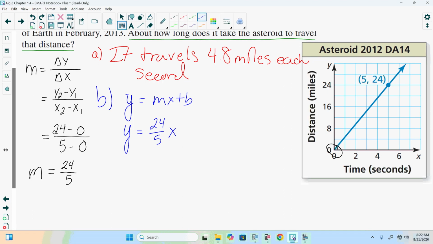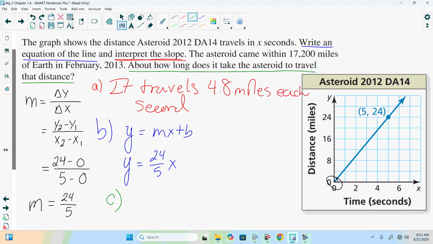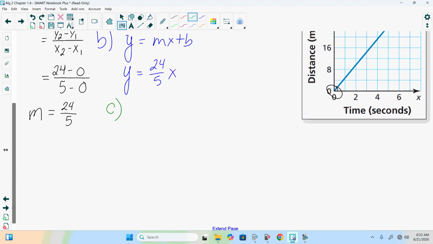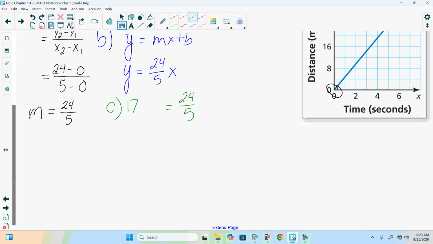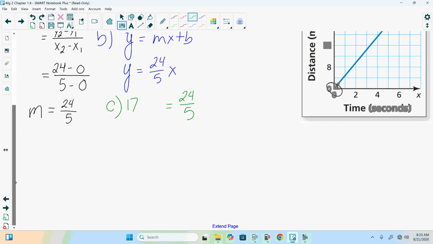Well, we have one more question to answer. About how long does it take it to travel 17,200 miles? Now the question is, x or y? Which one's our distance? Y. So I would replace y with 17,200. We want to know what x is, yes?